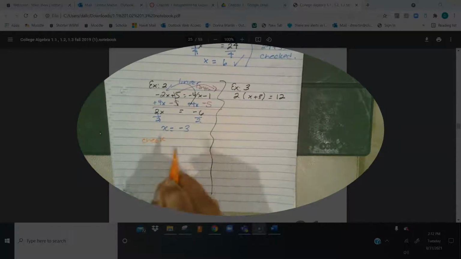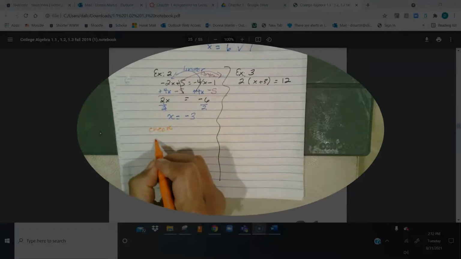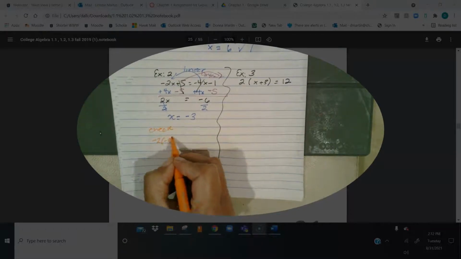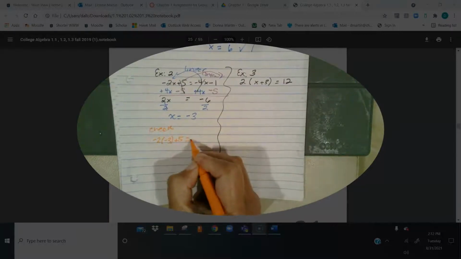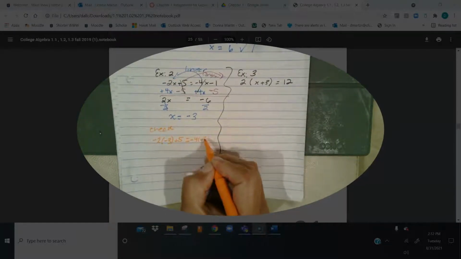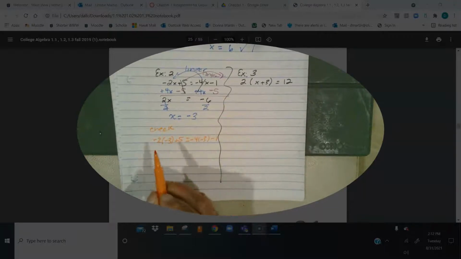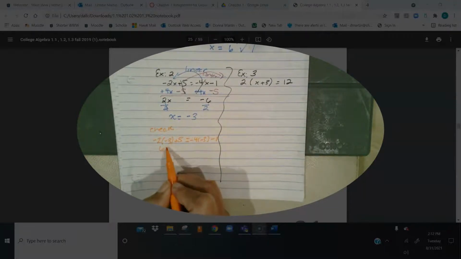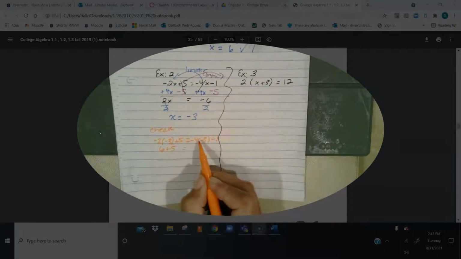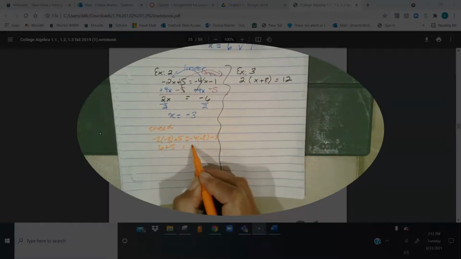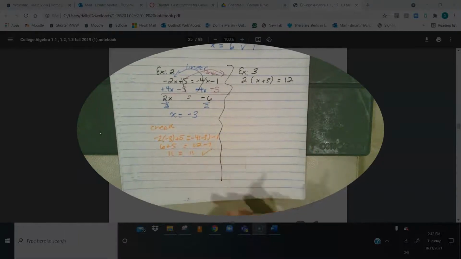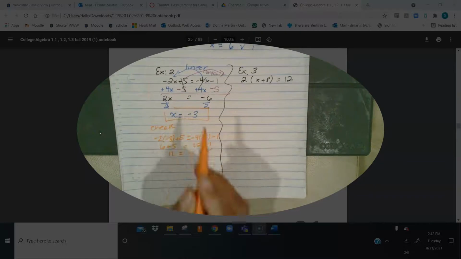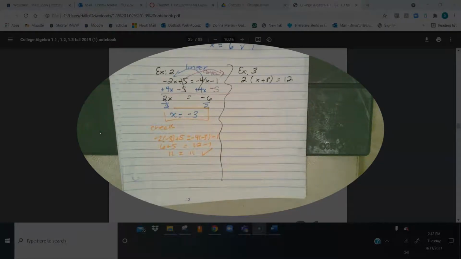So to check it, is negative 2 times negative 3 plus 5 the same thing equal to negative 4 times negative 3 minus 1. A negative times a negative is positive. That's 6 plus 5. This is a negative times a negative. That's positive. 12 minus 1 is 11 equal to 11. Yes, then you know that this is your correct answer. You should always be able to check your work.